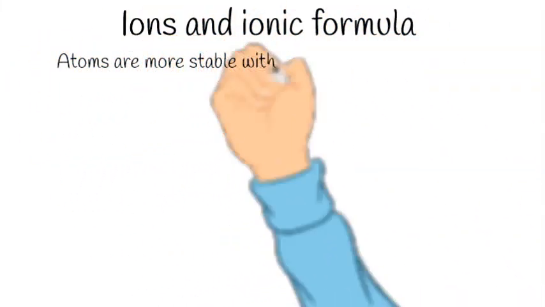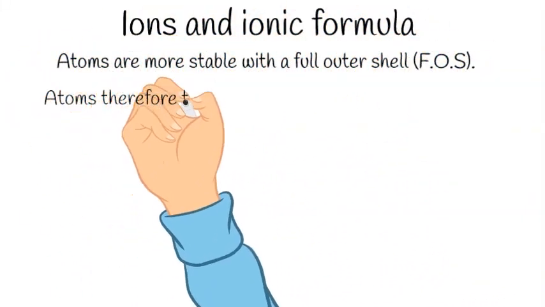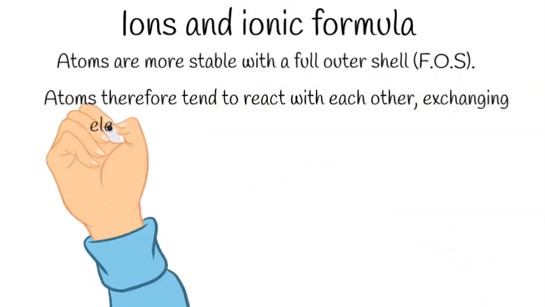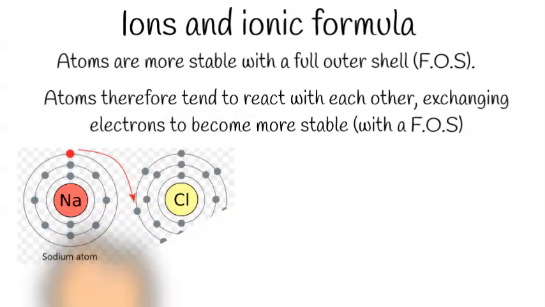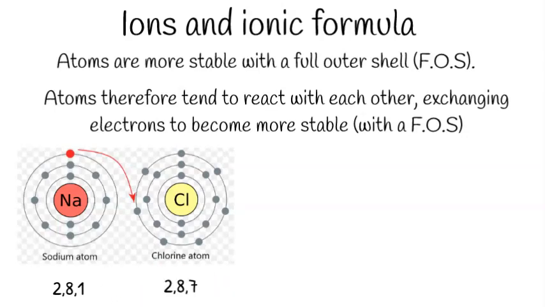Hiya, in this video we're going to look at ions and ionic formula. As you've known from the last video, atoms are more stable with a full outer shell. And they get this by reacting with each other, exchanging their electrons to become more stable. Take this example of a sodium atom with electron configuration 2,8,1 and a chlorine atom with electron configuration 2,8,7.